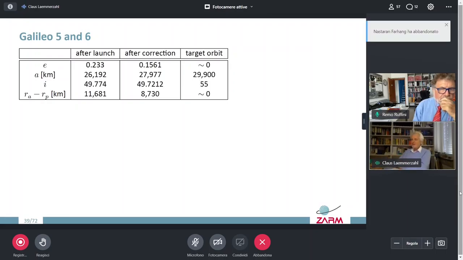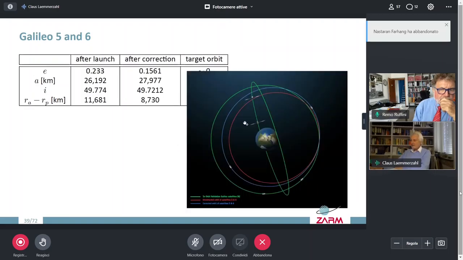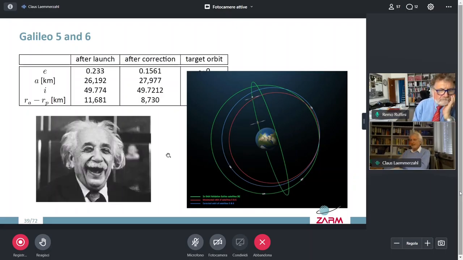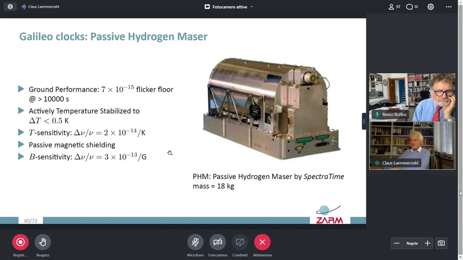So this was a starting idea, and here are the orbits. This is the original orbit, the wrong orbit. Green is the targeted orbit, and blue is the orbit after correction. I think Einstein was very happy about this malfunction of the satellite, because now we can test the redshift.